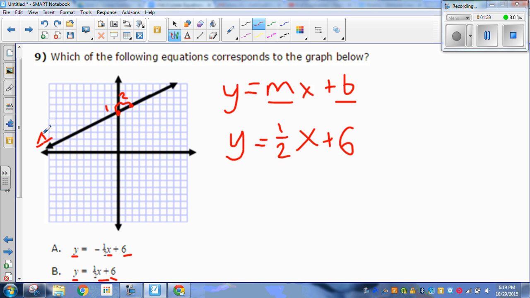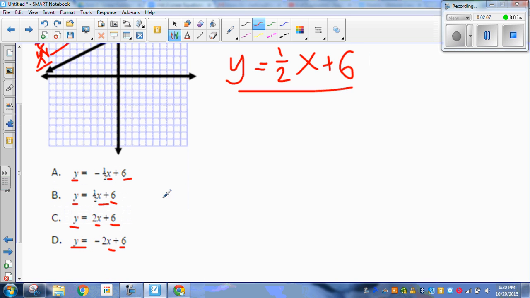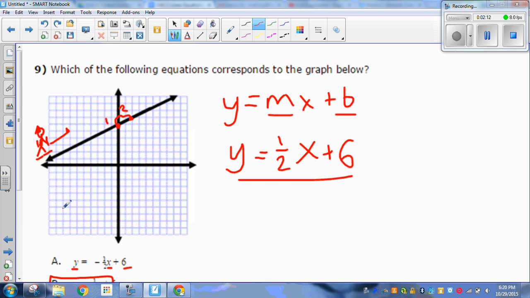If I'm thinking of Slope Dude, he's skiing, he's got his skis, he's going up the mountain, he's got his little hat on. He is going upwards in the positive direction. So that means this is a positive 1/2. So I don't write plus 1/2, I just leave it because positive numbers are just numbers without negative signs. And so this is the equation right here. Y equals 1/2 x plus 6, simply because 1/2 is the slope, 6 is the y-intercept, and I can see that the only answer that has that is B, and that is the correct answer for problem number 9.